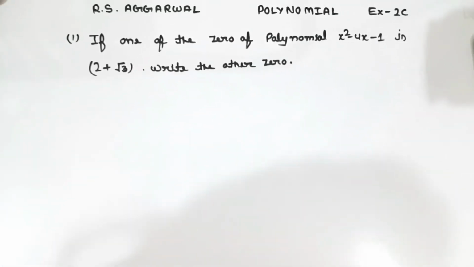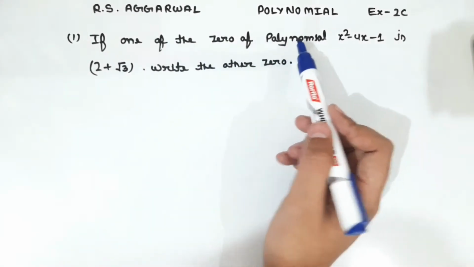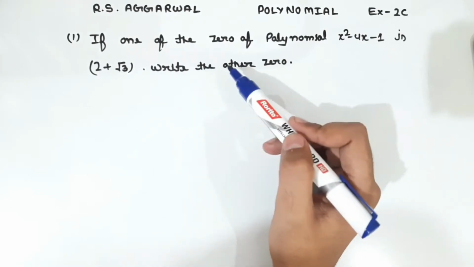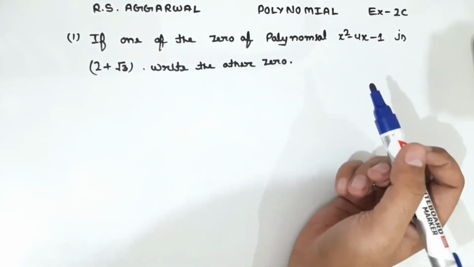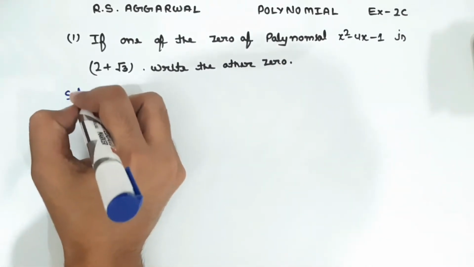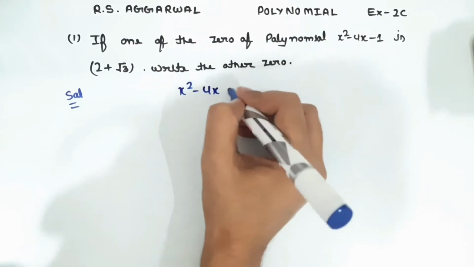R.S. Agrawal, chapter Polynomial, exercise 2C. In question number 1, we are given that one zero of the polynomial x square minus 4x minus 1 is 2 plus root 3. Write the other zero. So, we have been given a polynomial x square minus 4x minus 1.